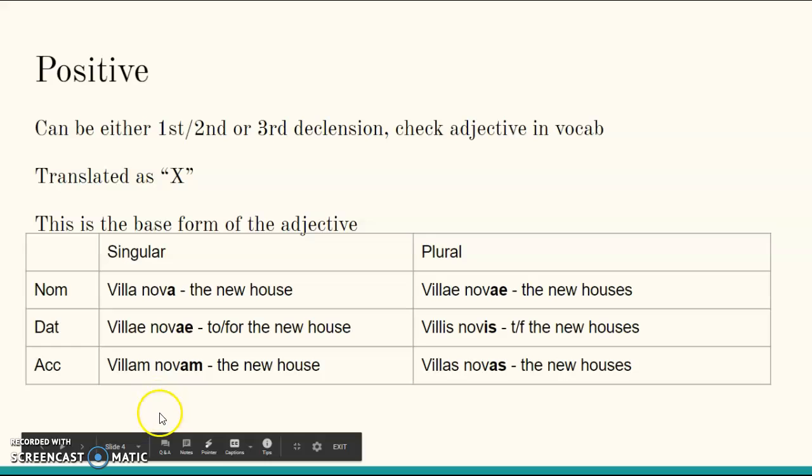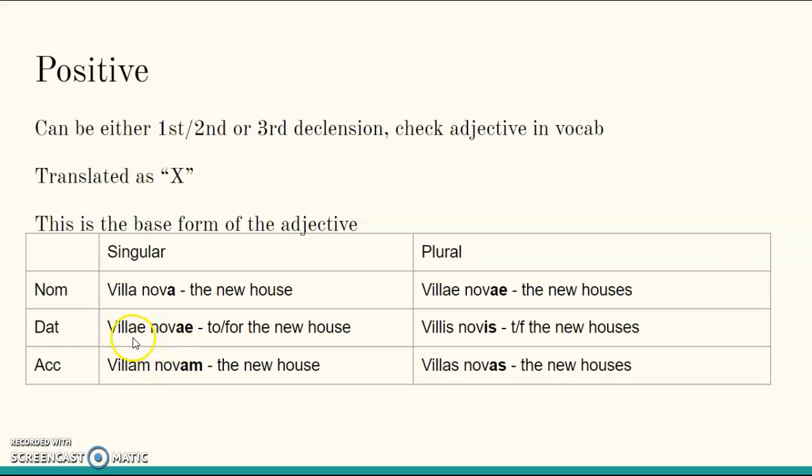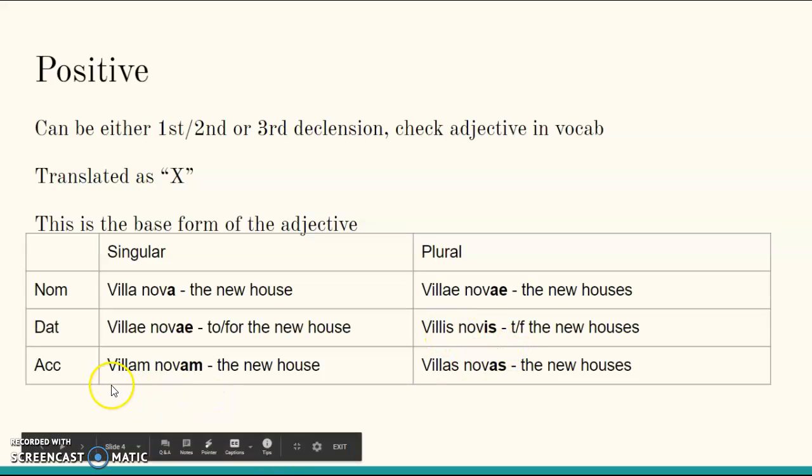If I want to say to or for the new house, I'll say villae novae. Again, if it's dative plural, if I want to say to or for the new houses, I'll say villis novis. The new house accusatively, villam novam for a singular new house, or villas novas for multiple new houses.